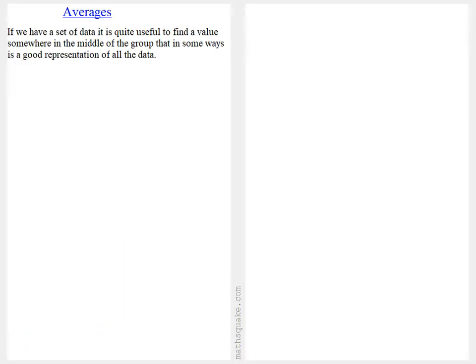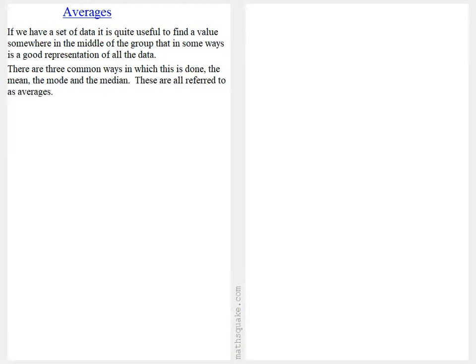If we have a set of data, it's quite useful to find a value somewhere in the middle of the group that in some way is a good representation of all the data. There are three common ways in which this is done: the mean, the mode, and the median. These are all referred to as averages.